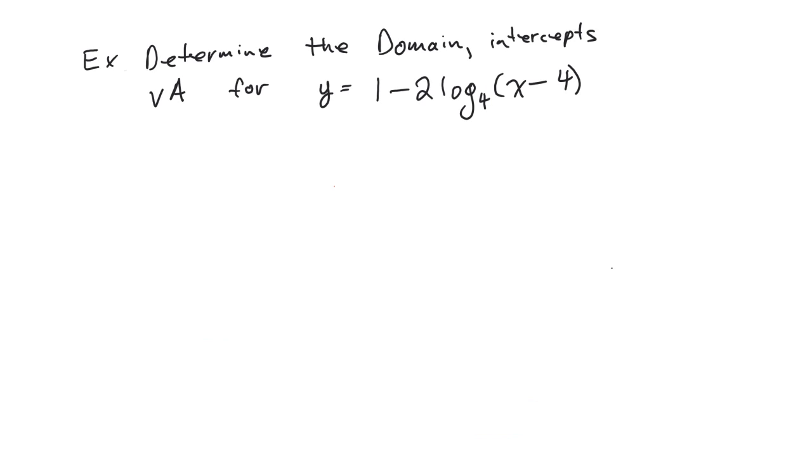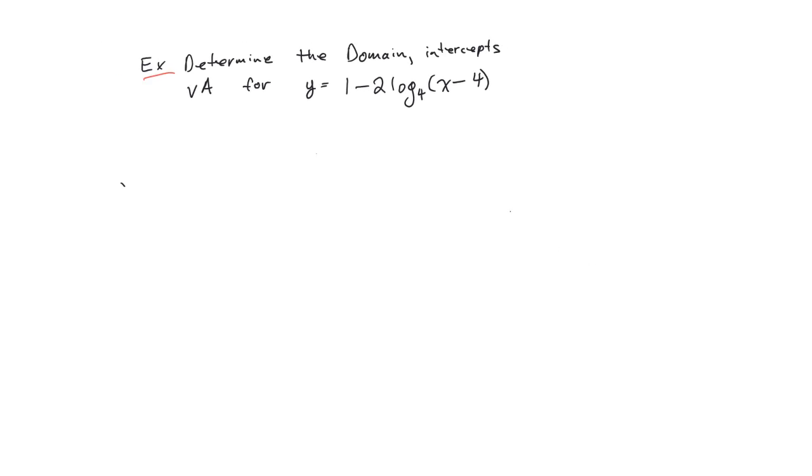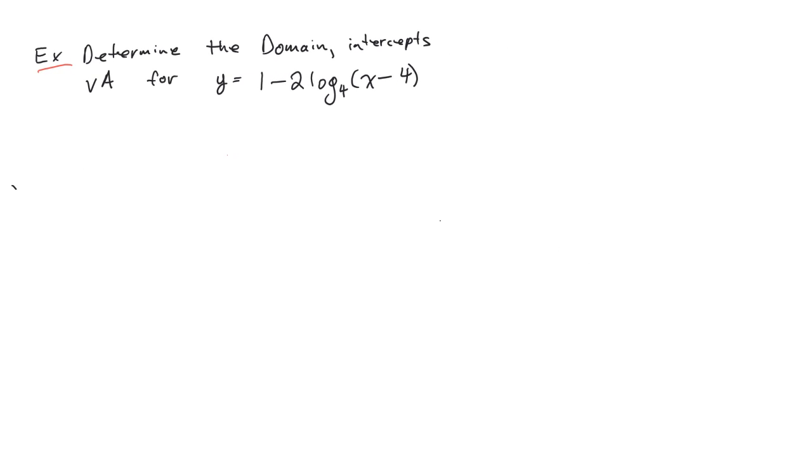All right, so imagine that I ask you to determine the following. You need to figure out what the domain, the x-intercepts, and the vertical asymptotes are for this function, 1 minus 2 log base 4 of x minus 4. All right, so here is how we check that.